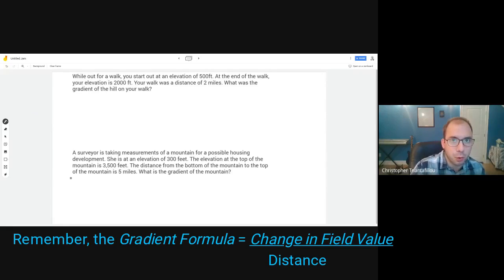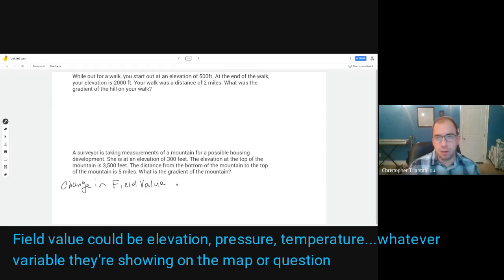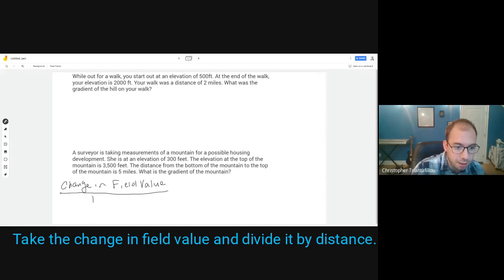Now, remember the formula for gradient is change in field value. And that could be anything from elevation to pressure to temperature to whatever variable they're showing on the map. And you take the change in the field value and you divide that by your distance. So in this case, we're talking about elevation.